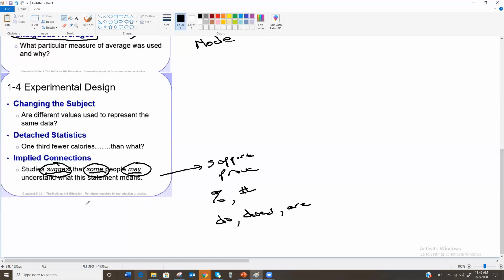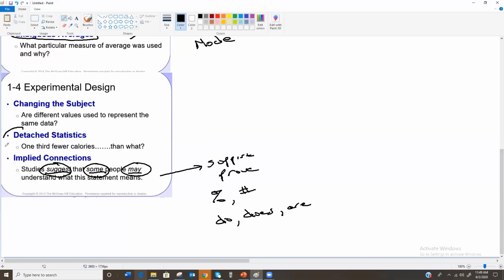Like a few. Yeah, some literally means more than none. So it could be one, some people. That could be one person. It doesn't necessarily mean it's anything more than one. So you'll see things like this a lot in advertising. You don't see it quite as much in concrete research, but you'll see it in advertising a lot.